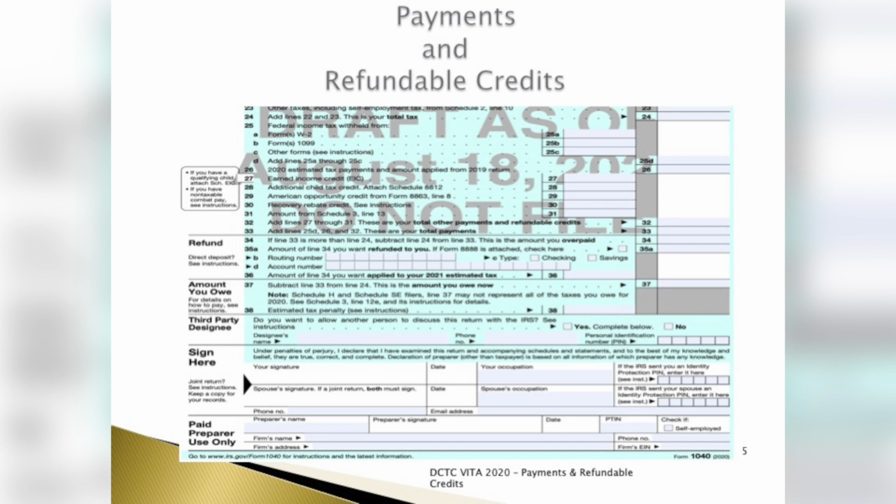Back to Form 1040, line 25D. Once again, this is the total of lines 25A, B, and C. Line 26 refers to estimated tax payments and amounts applied from the previous year's tax return. Let me give you a little insight.